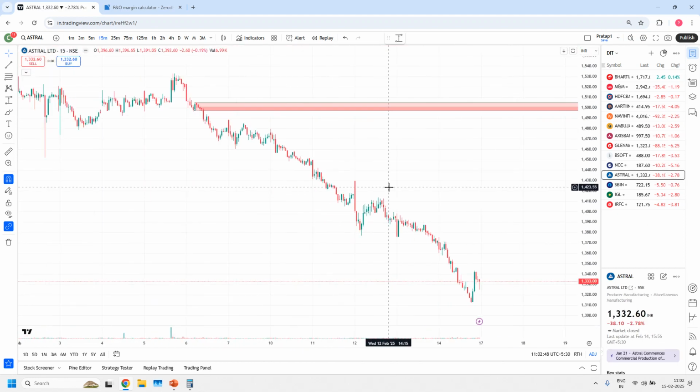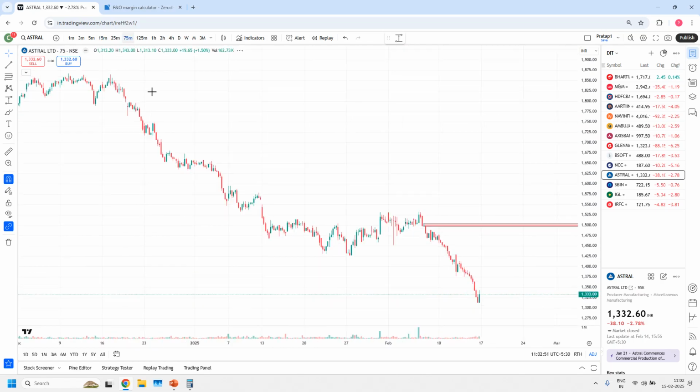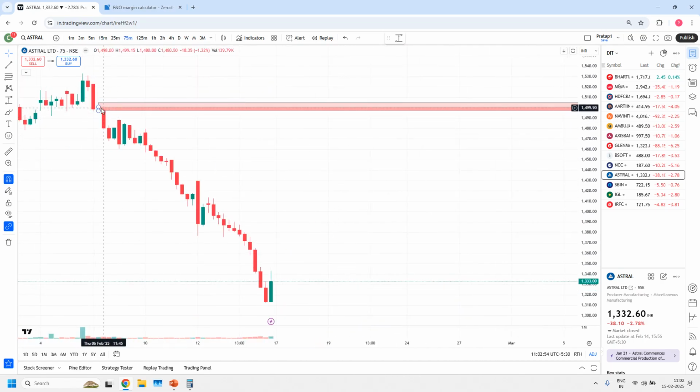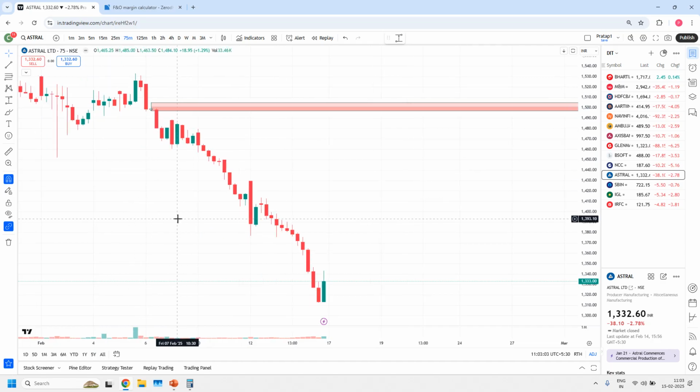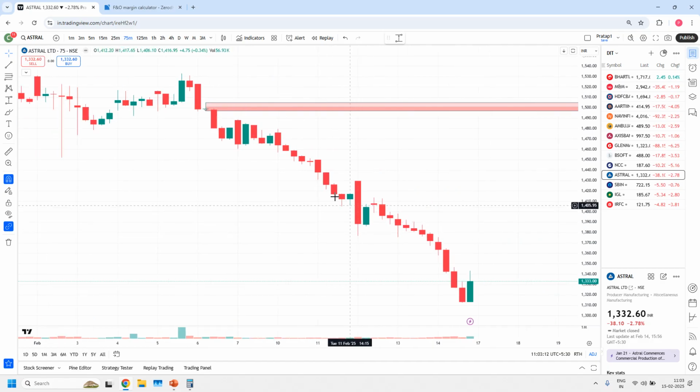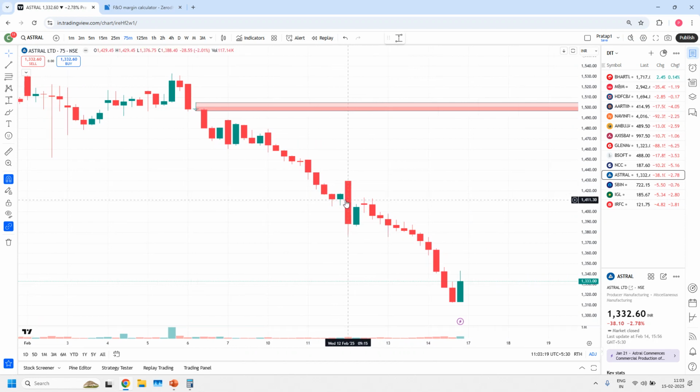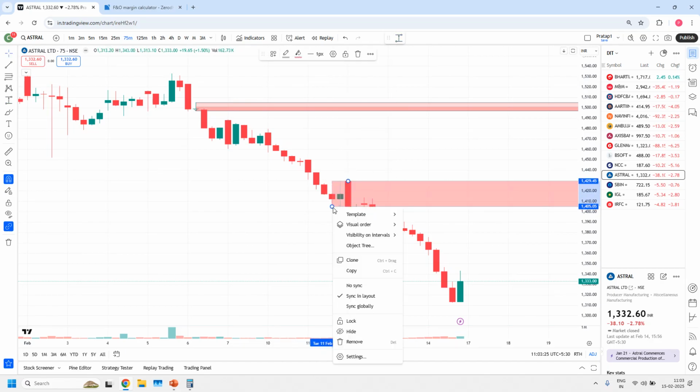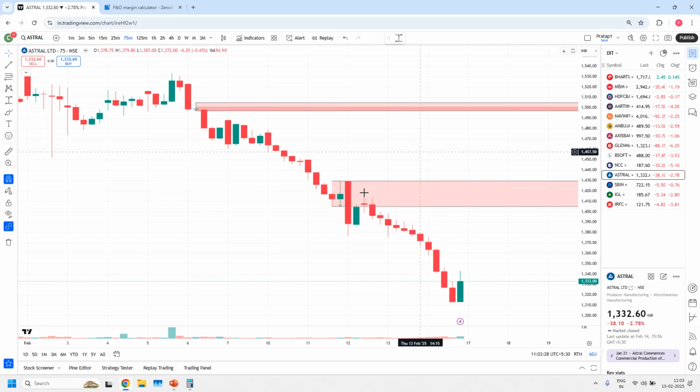Next one is Astral. We have a 15 minute zone that is inside the 75 minute zone. This drop base drop is the 75 minute zone. Prices entered? No. So is our zone expired? Yes. When it is expired, it created a new zone here, maybe here. Drop base drop. So this is the 75 minute zone. So it got the expiry.